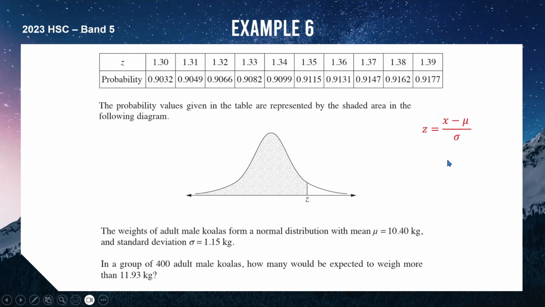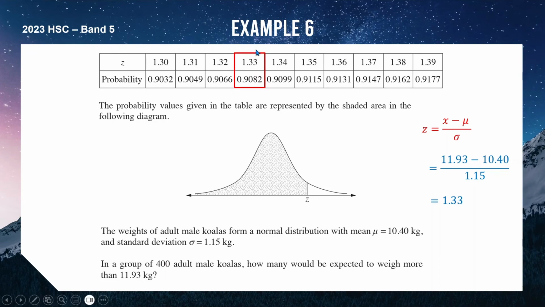Here is our z-score formula once again. X is our original score, which is the koala's weight of 11.93. We have the mean in the question, which is 10.4, and we also have the standard deviation, which is 1.15. So I'm going to sub those values into this formula, our weight, mean weight, standard deviation. This gets me a value of about 1.33, which is good because 1.33 is one of the values in the table, so it makes me feel like I'm probably doing the question right.